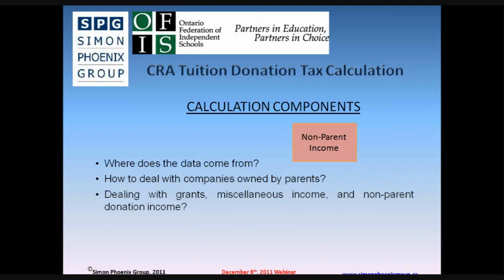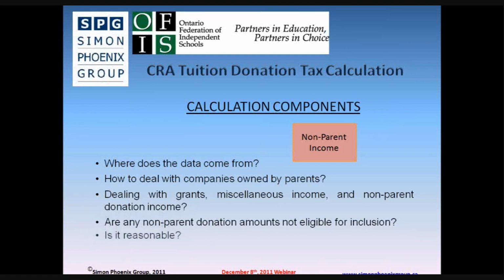Grants, miscellaneous income, non-parent donation income. As I said, CRA does allow you to subtract that income from your gross secular costs in order to generate a net secular cost figure. Are any non-parent donation amounts not eligible for inclusion? Just as on the expense side where you can't include expenses that are capital, you also cannot include donation amounts that are directed towards capital programs. So those cannot be included.